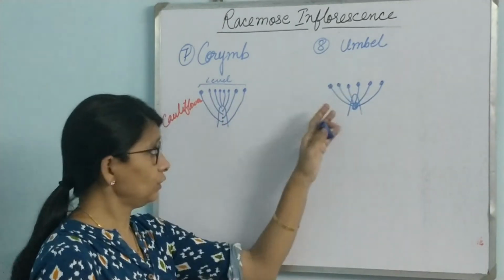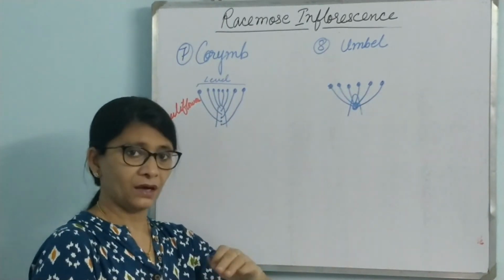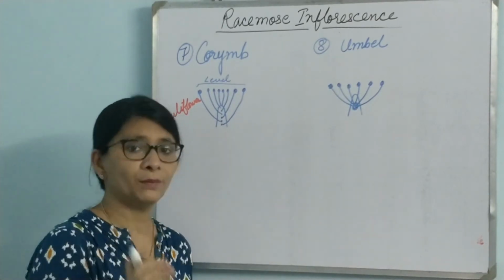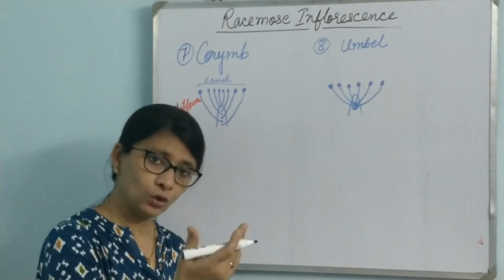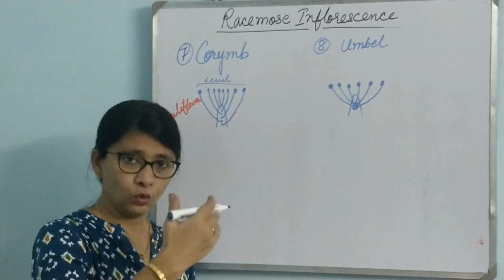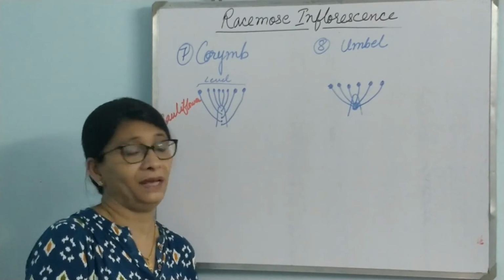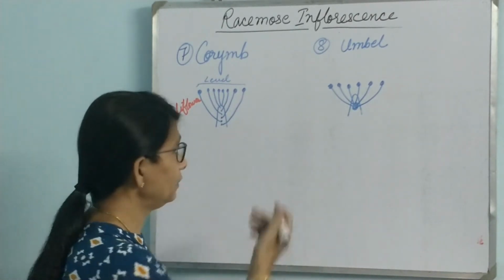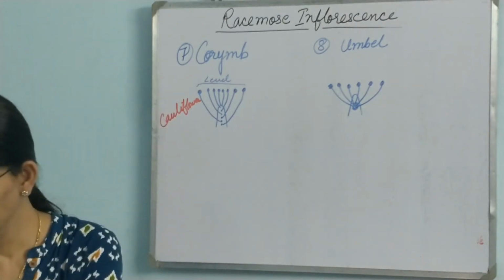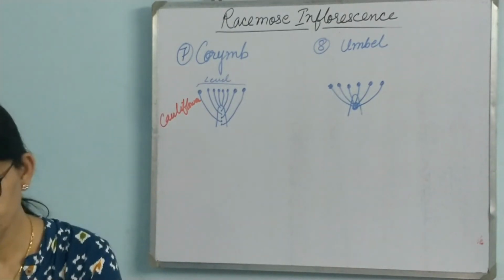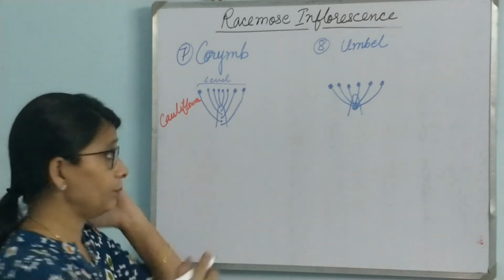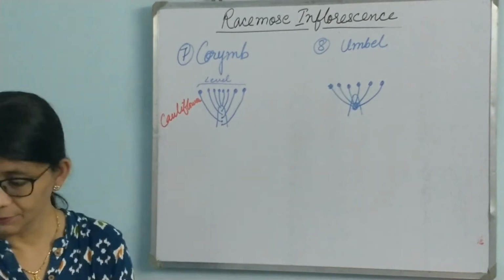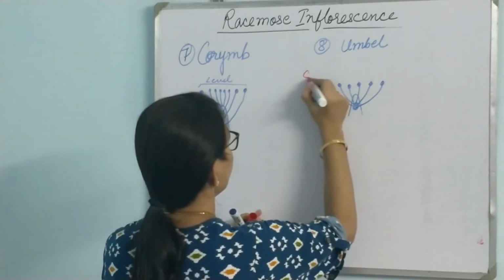But actually it is a compressed peduncle, so it seems as if they are coming from one point, but actually they are not coming from one point. They are coming from the individual nodes, but the nodes themselves are quite closely placed because the peduncle is reduced in size. So that is umbel. This is simple umbel. A common example will be onion.